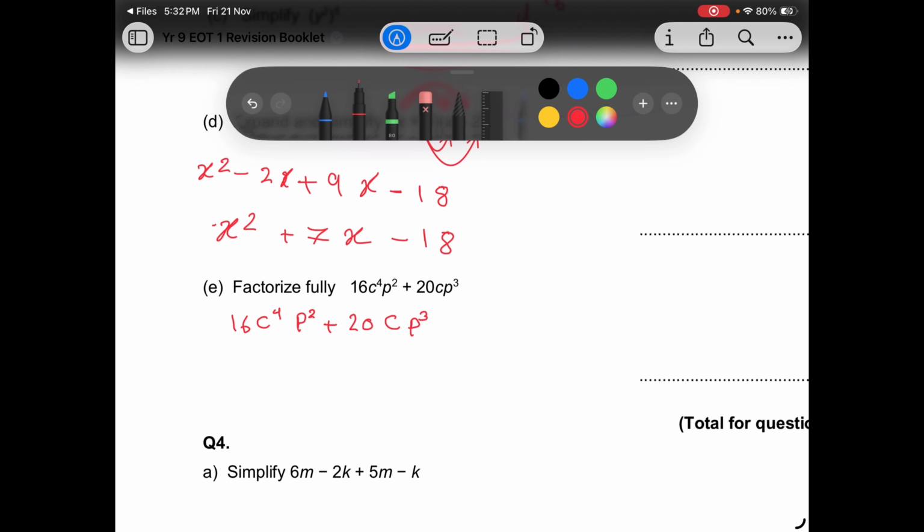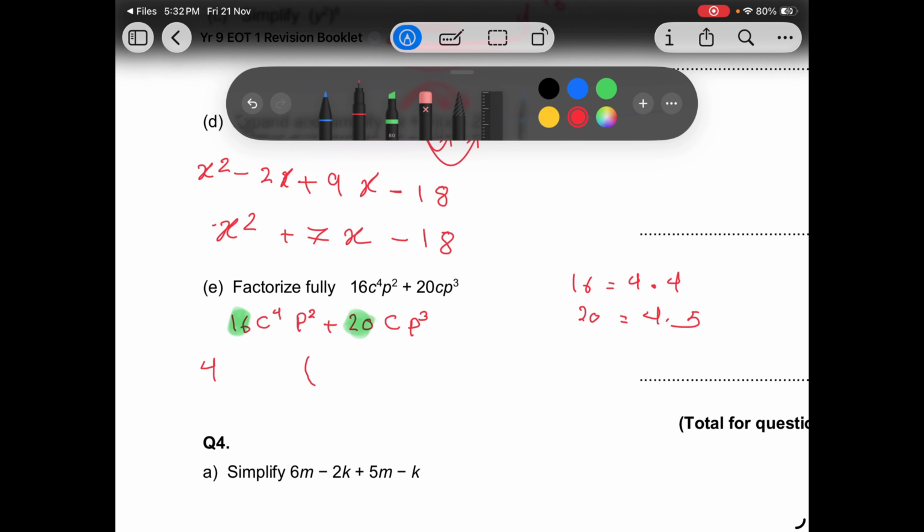So first of all, let us have a deeper look at the numbers here, or the constants. We have 16 and 20, and there's something in common: inside 16 there's 4, inside 20 there's 4. So 16 is basically 4 times 4, and 20 is 4 times 5. So I can factor out firstly 4.